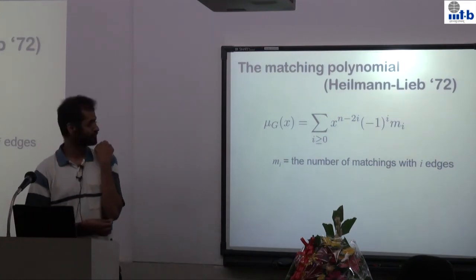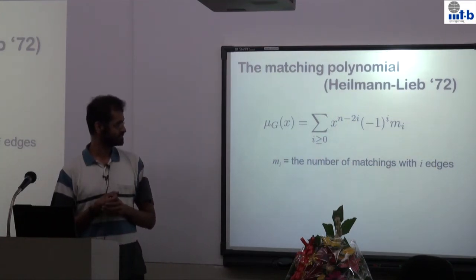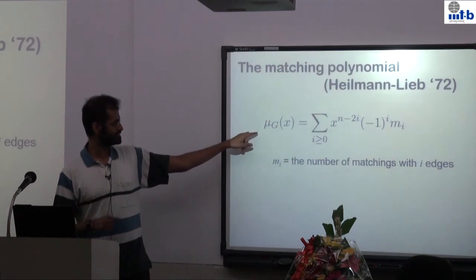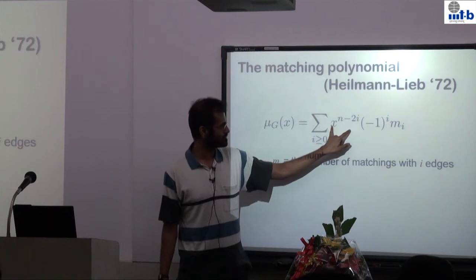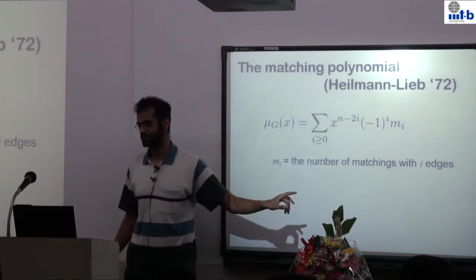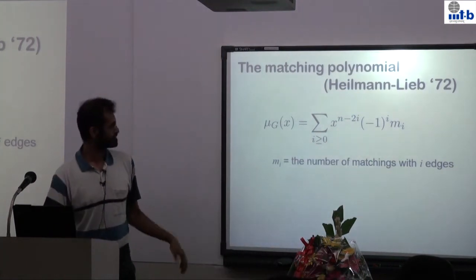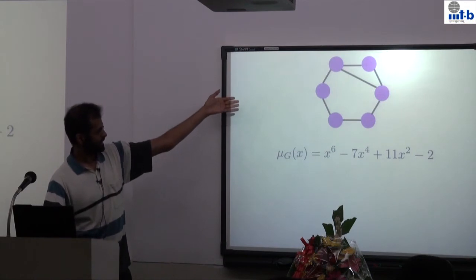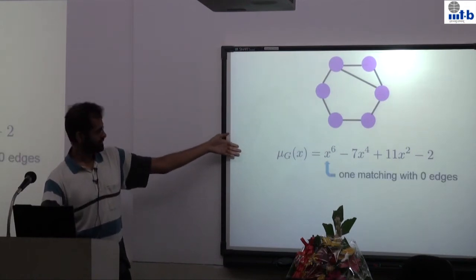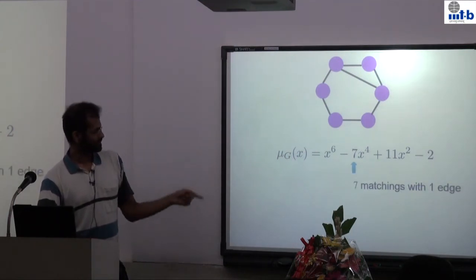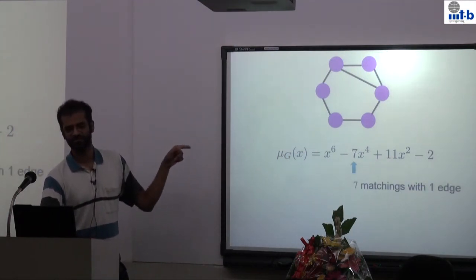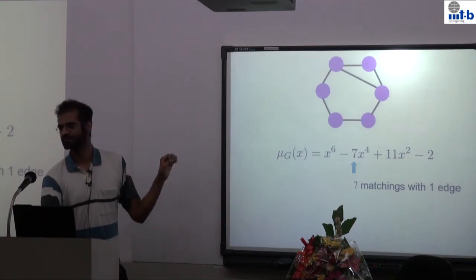If you have a graph with n vertices, then the matching polynomial is a degree n polynomial, and the coefficient of x to the n minus 2i is the number of matchings of size i. So here's an example. Here's a graph, and here's its matching polynomial. There is 1 matching with 0 edges. This is the convention. There are 7 matchings with 1 edge. A matching with 1 edge is just an edge, right?